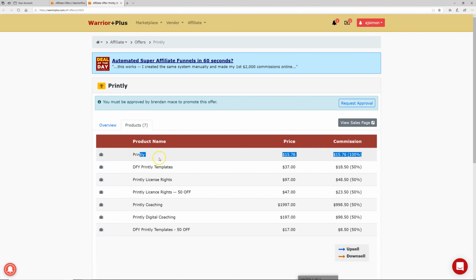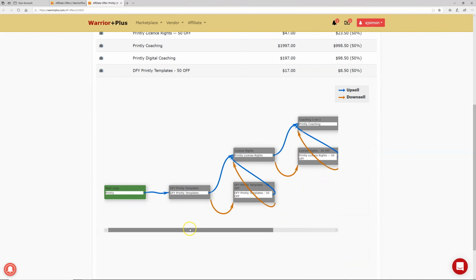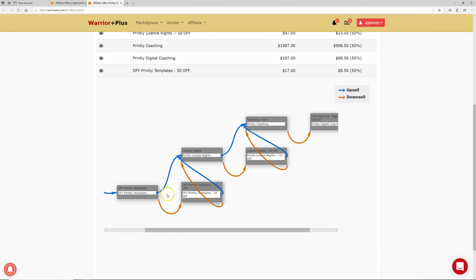So you get 100% commission on the front end. This is what I'm talking about. That's what you want to see. And then it's 50% all the way down. So if we look at the funnel, and he's done it right because he's Brendan, he knows what he's doing. So if they say no, they go to the downsell.